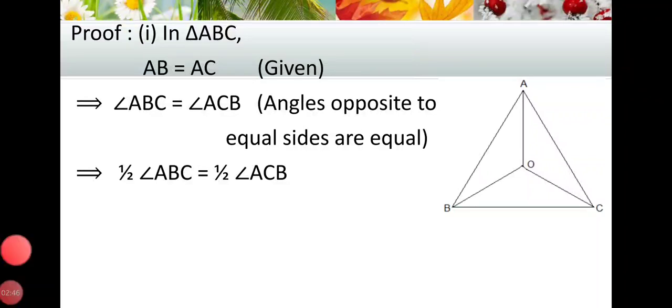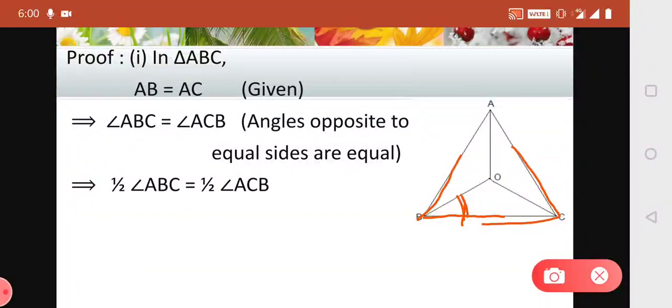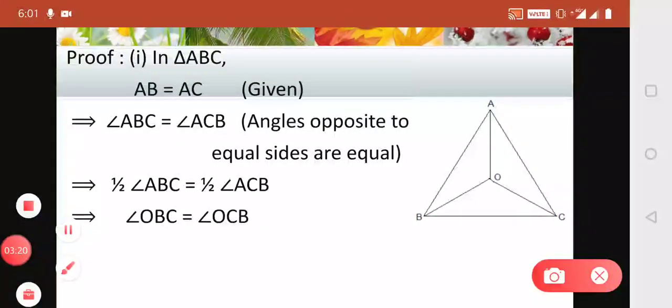Now we multiply both sides by half, so we get: half angle ABC equal to half angle ACB. Now half of angle ABC, this is your whole angle ABC, half of it we will take as angle OBC. Similarly, half of angle ACB, this is your angle ACB, half of it we will take as angle OCB. So we write: angle OBC equal to angle OCB.